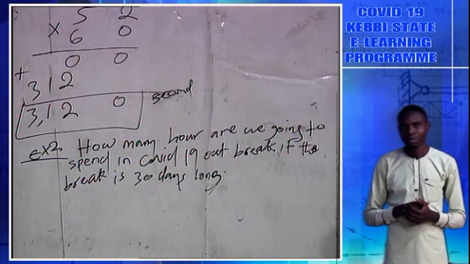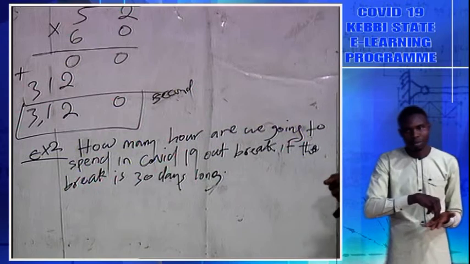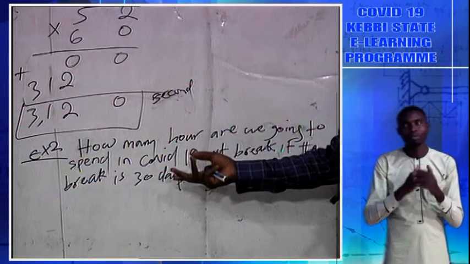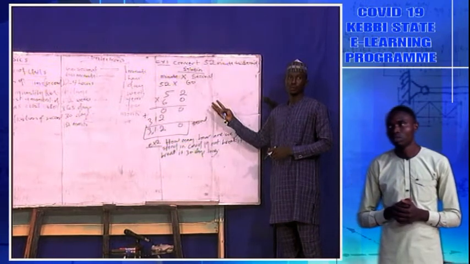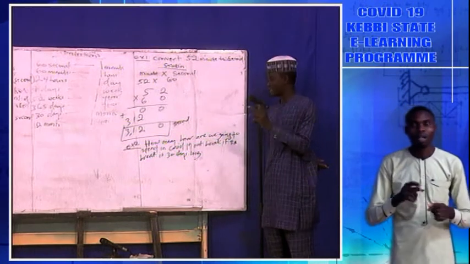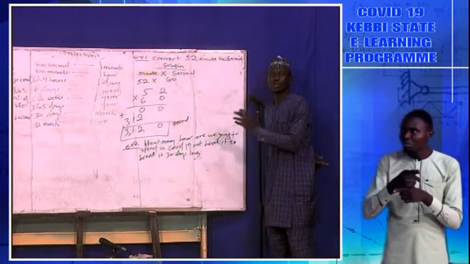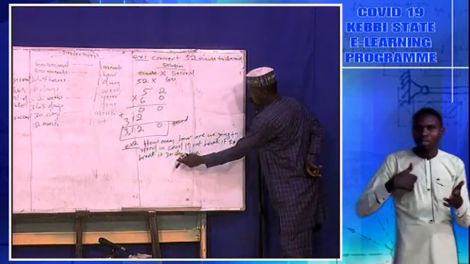You know that we are now in an outbreak of COVID-19, and all the schools are now shut as a result of that issue. We closed on, I think it was, 23rd March to 23rd April. It is 30 days long.